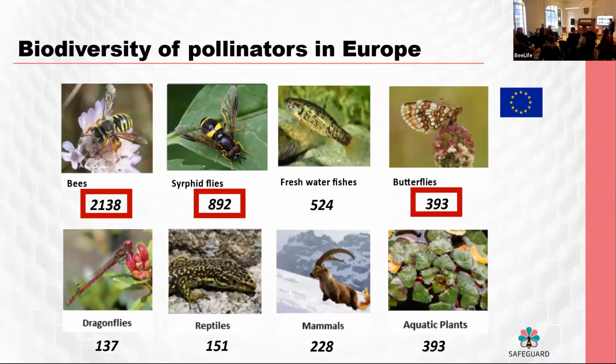If you compare, for example, to mammals, the bees, just the bees, are 10 times more diverse than the mammals. And of course, every species of bees is as different as two species of mammals. So when you compare mammals that you know, a cat and a dog, two bees can be as different as a cat and a dog. So it means also when we implement actions to conserve diversity, we also have to design these actions based on this diversity.